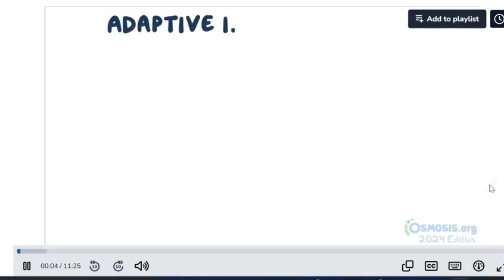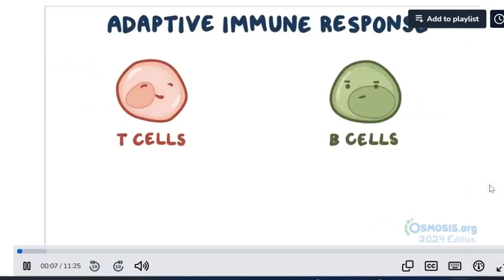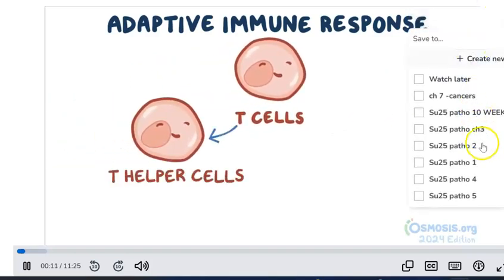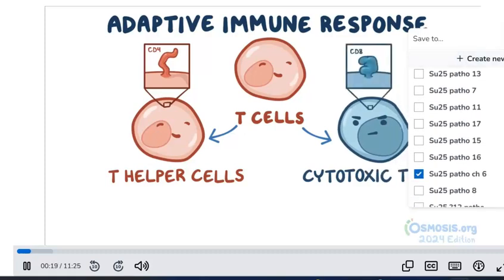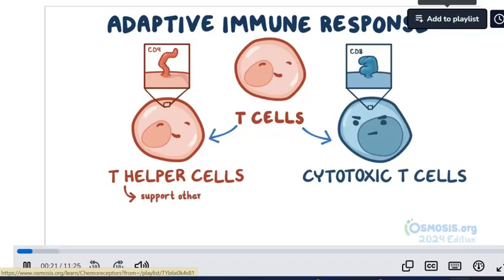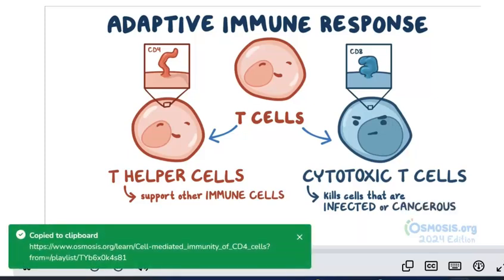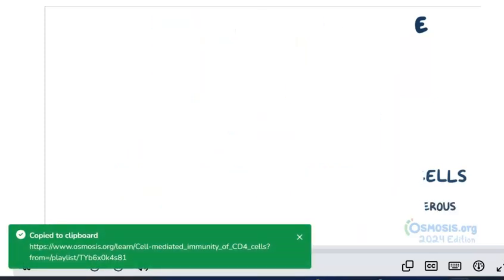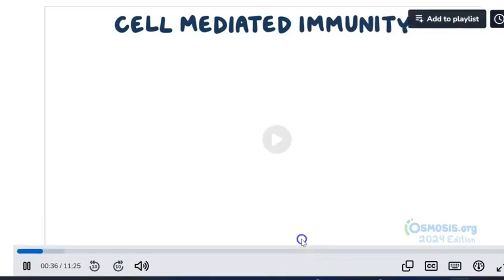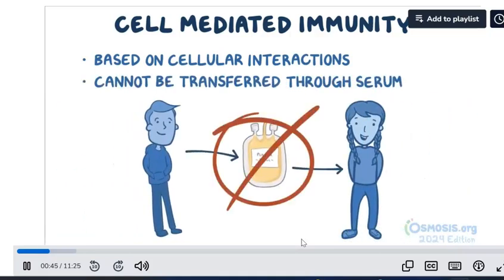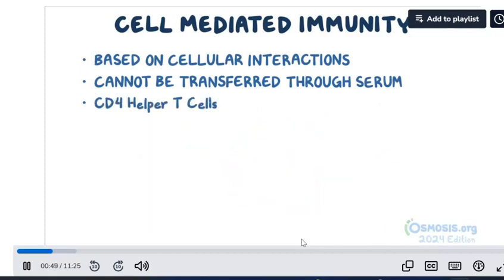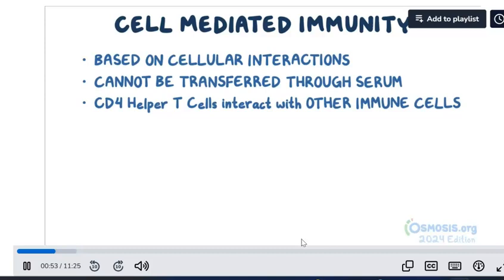The key cells of the adaptive immune response are the lymphocytes, the B and T cells. And there are two types of T cells: T helper cells, which express CD4 on their surface, and cytotoxic T cells, which express CD8 on their surface. Helper T cells primarily support other immune cells, whereas cytotoxic T cells kill cells that are infected with a pathogen or are cancerous. Cell-mediated immunity refers to the part of the immune response that's based on cellular interactions, and cannot be transferred through serum from one person to another. That makes sense since CD4 helper T cells interact with other immune cells to stimulate them.